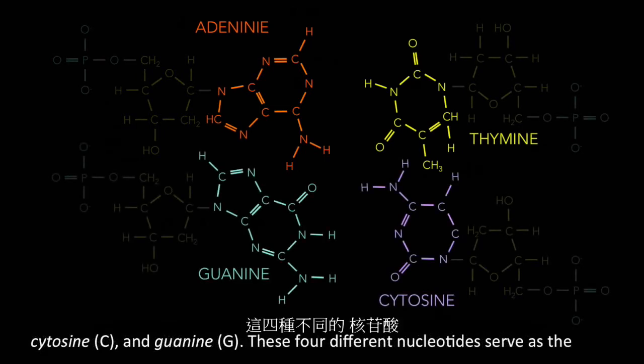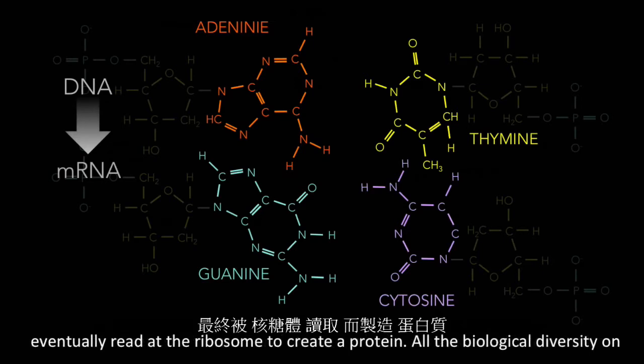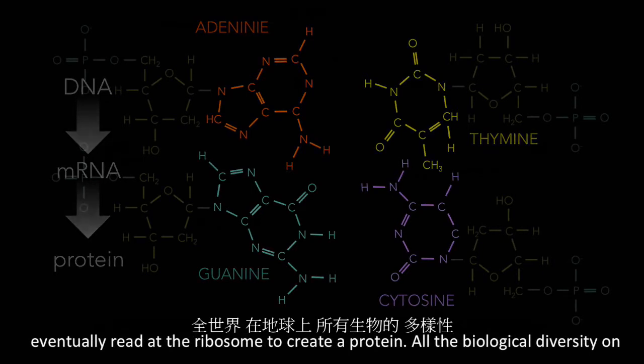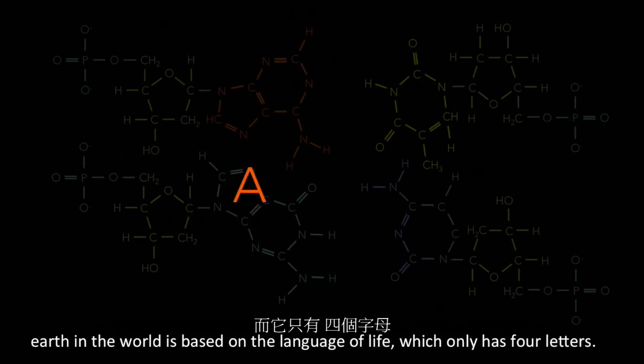These four different nucleotides serve as the letters of the genetic informational storage, which are transcribed into mRNA and eventually read at the ribosome to create a protein. All of the biological diversity on Earth is based on the language of life, which only has four letters.